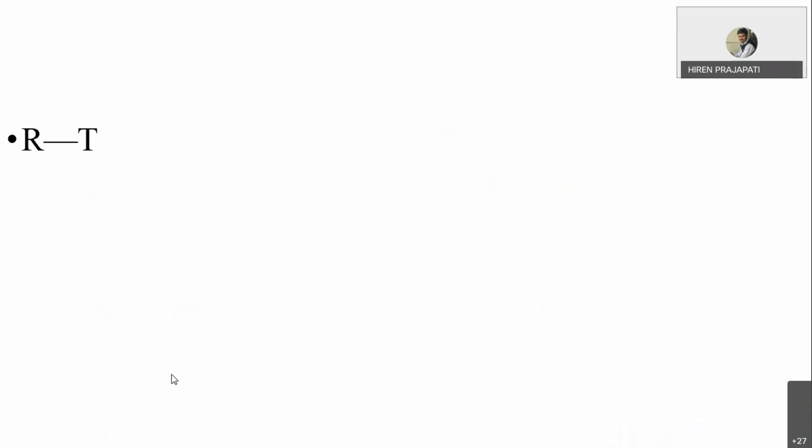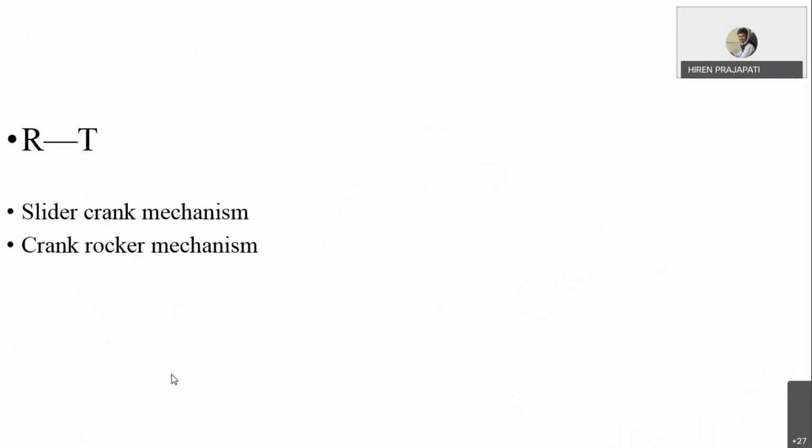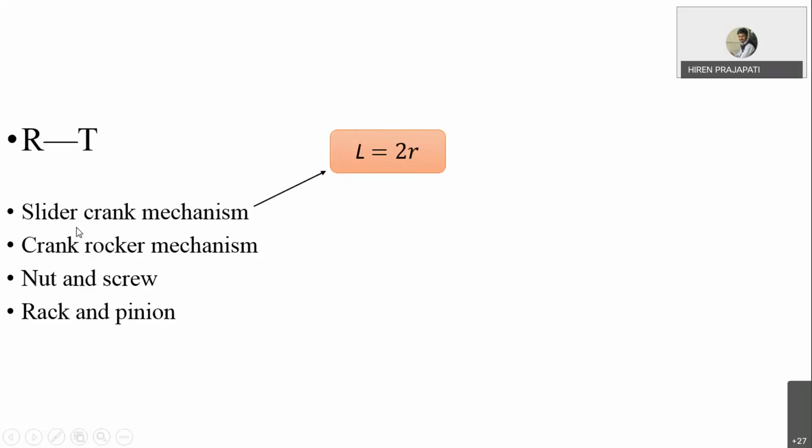We are talking about mechanical transmission right now. Now RT transmission means rotation to translatory motion. The very well known is the slider crank mechanism, single slider crank mechanism, then crank rocker mechanism, nut and screw mechanism, rack and pinion. So these are the common mechanical transmission systems which can give you conversion from rotary to translatory motion.